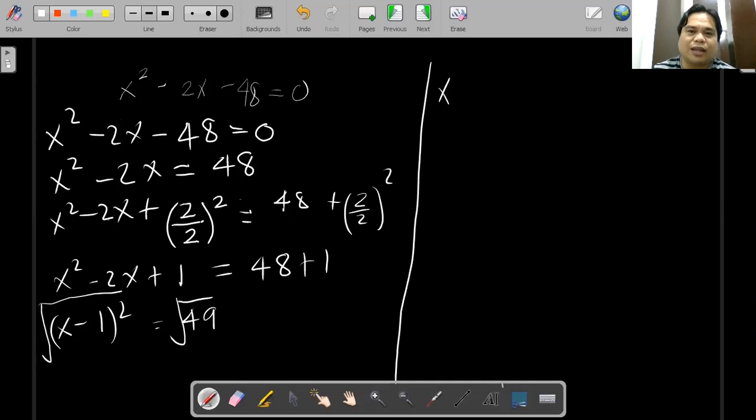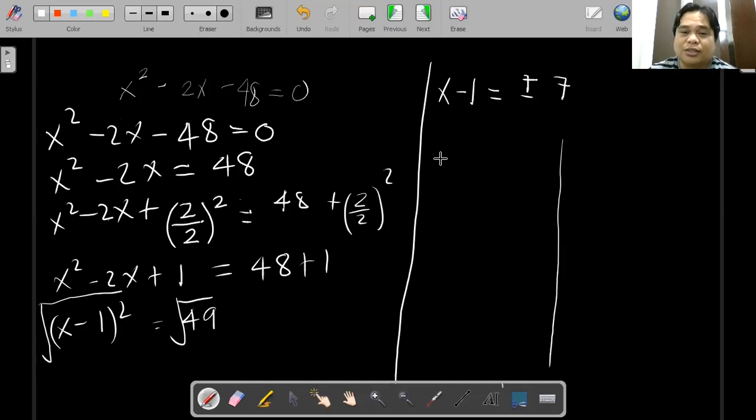Then you now have x, instead of x minus 1 squared, you get the square root of it, so you only have x minus 1 left. Okay? And then the square root of 49 is 7, but since you get the square root of it, you always consider the positive and the negative value. So it's plus and minus 7.